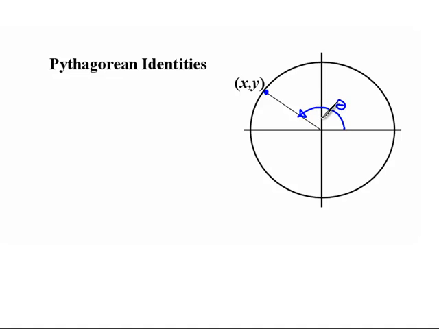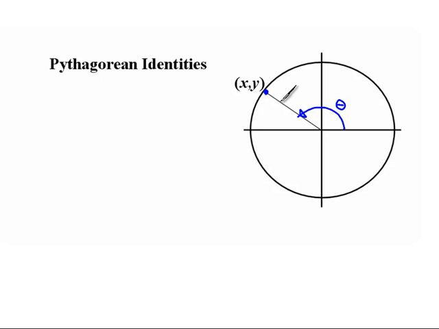In this video, we're going to look at how you can use the unit circle to derive three Pythagorean identities. So I've started by drawing a unit circle, and I've shown a completely arbitrary angle theta that will correspond to coordinates x and y for the terminal point of that angle. And knowing that we're looking for Pythagorean identities, it's a safe bet that we're going to use the Pythagorean theorem.